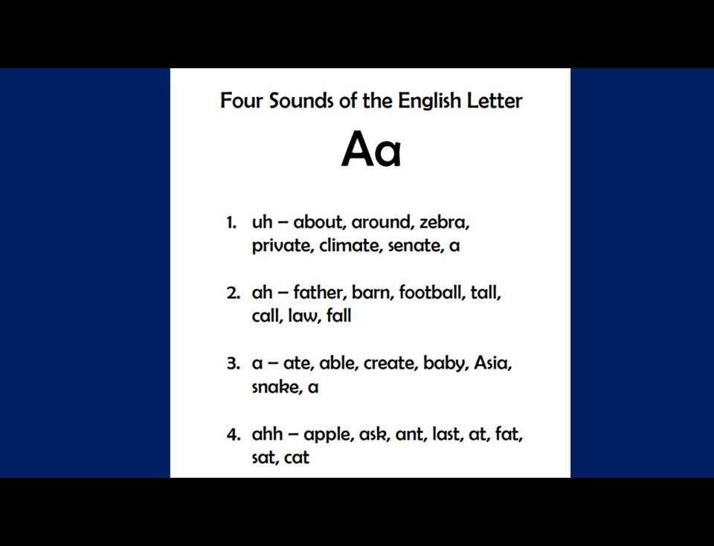The next A sound is father, barn, football, tall, call, law, fall. Another A sound is A, where the name of the letter is also the sound: A, eight, able, create, baby, Asia, snake. Sometimes we say A for the article, meaning one. The next sound of A is apple, ask, ant, last, at, fat, sat, cat.